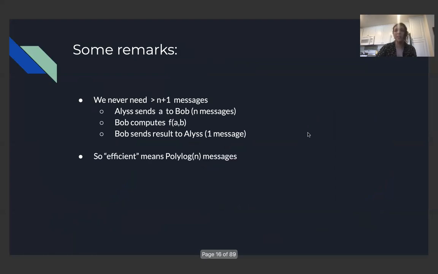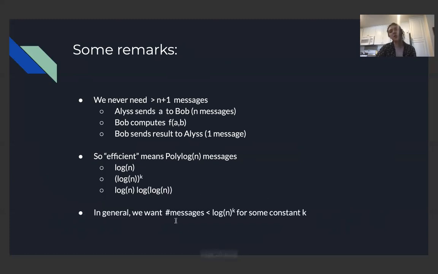So what should efficient mean in this context, since typically we would think of a linear thing as being really efficient, but here a linear thing is maximally bad? The answer is efficient means polylog n many messages. So polynomial in the log of n messages is what we consider efficient. For instance, (log n)^k for some fixed k, or log log n. In general, we want the number of messages to be less than some polynomial in log n. And that's what we consider efficient.